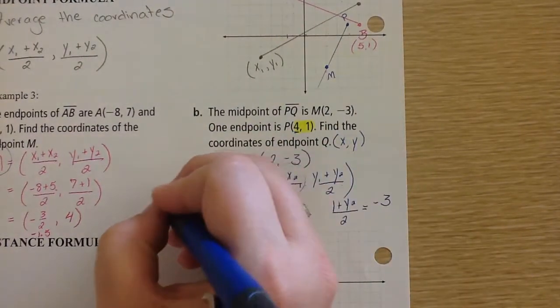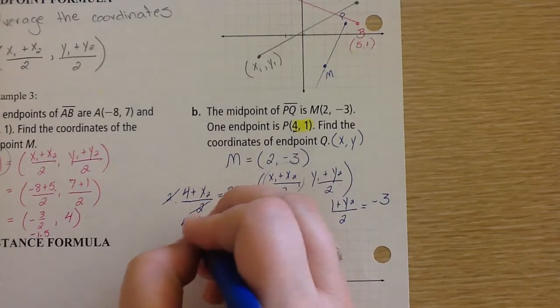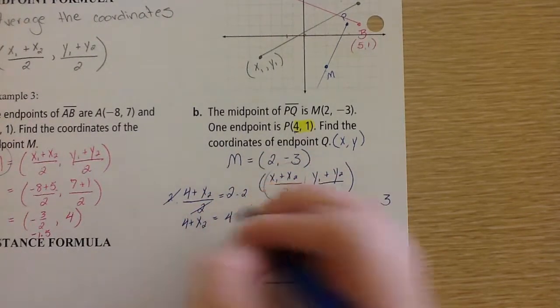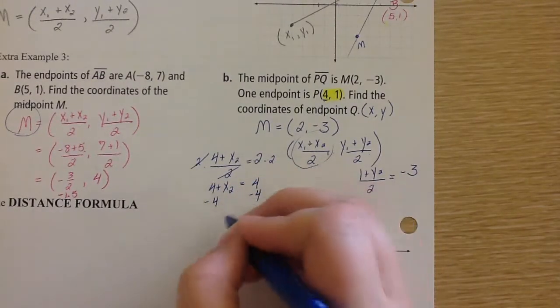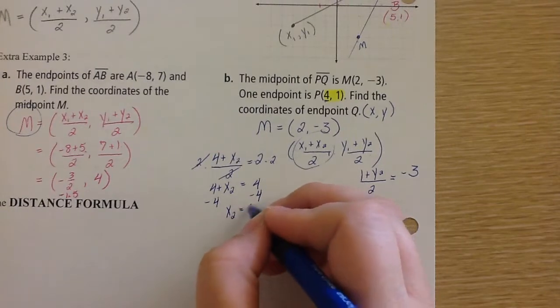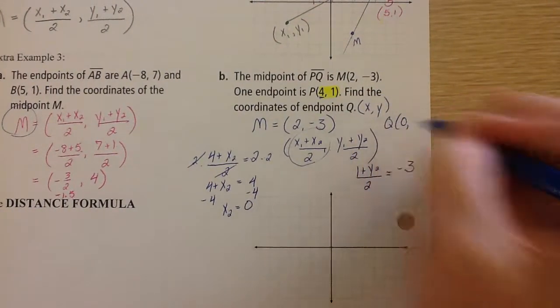So I'm going to multiply both sides by 2 to start, to get rid of the divide by 2. 4 plus x2 equals 2 times 2 is 4. Now I need to subtract the 4 from both sides. So x sub 2 is the point 0. So that tells me my Q has the ordered pair 0, comma.